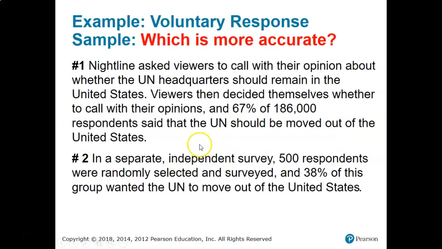Okay, so I've got two scenarios here. The first one is Nightline asked viewers to call with their opinion about whether the UN headquarters should remain in the United States. Viewers decided themselves whether to call with their opinions, and 67% of the 186,000 respondents said that the UN should be moved out of the United States. The second scenario is a separate independent survey in which 500 respondents were randomly selected and surveyed, and 38% of this group wanted the UN to move out of the United States. So the question is, which one is going to be more accurate? I'll give you just a minute to think about this and then we'll look at what your response should be.